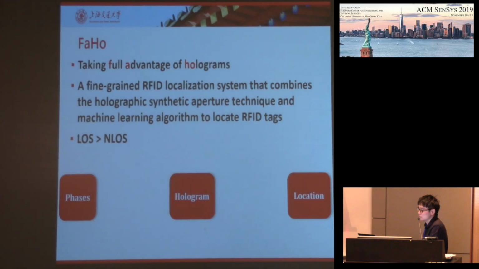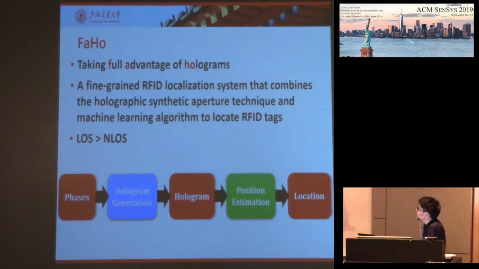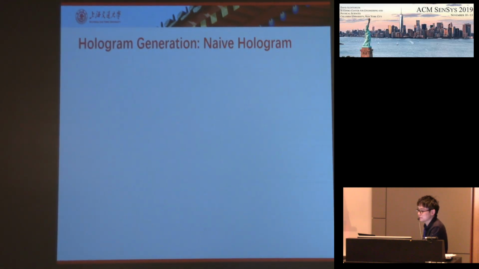There are two main components in our system. The first is hologram generation. It transforms the phase profile into holograms. And next is position estimation. It analyzes the holograms and predicts the accurate coordinates for RFID tags. So let me first introduce hologram generation.